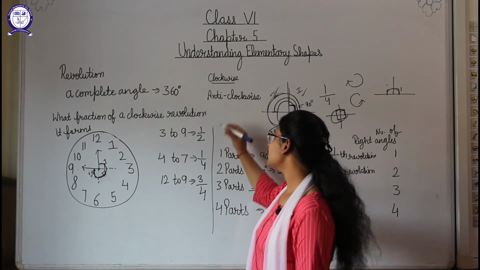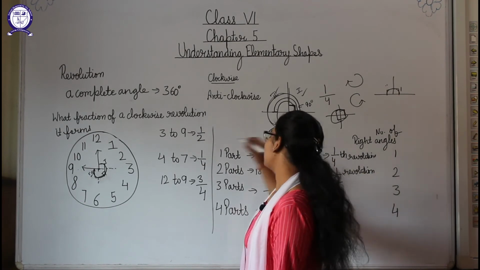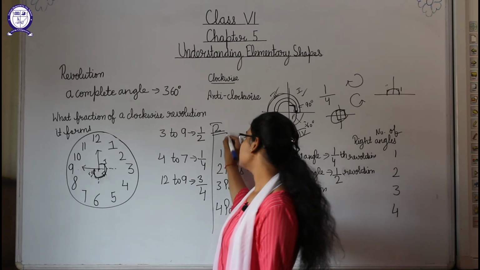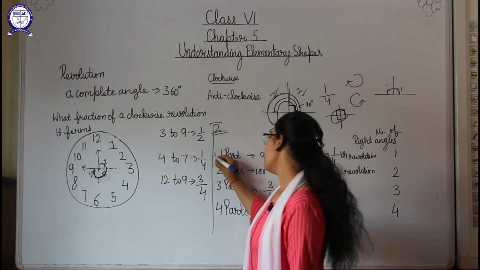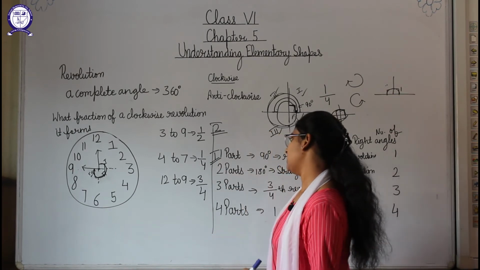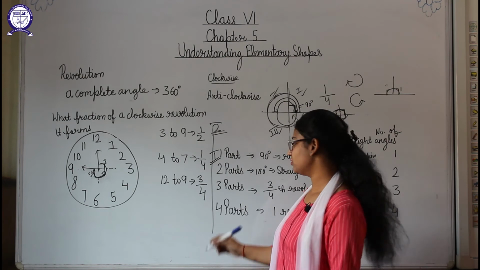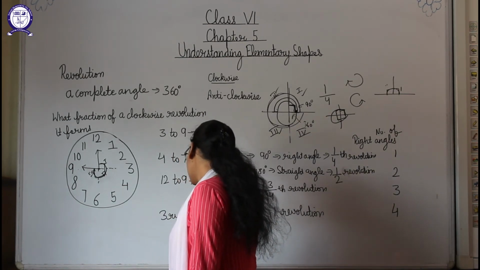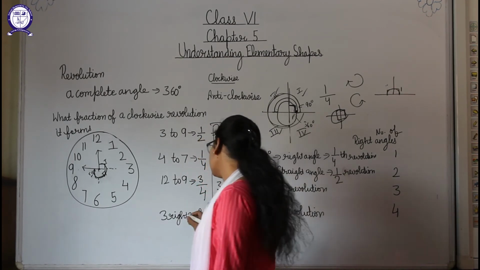Half revolution means how many right angles here? 2 right angles. For the half revolution, we can say that it is making 2 right angles. For 4 to 7, it is 1/4 of the revolution, it is making 1 right angle, and for 3 to 9, means 3/4 of the revolution, it is making 3 right angles. Okay, how is it making 3 right angles?